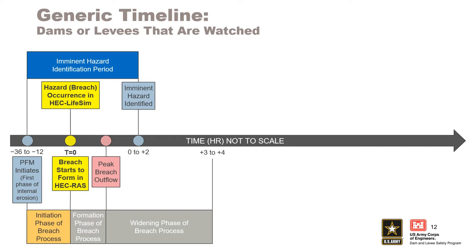Here is the remainder of the warning and evacuation timeline in HEC-LifeSim. As before, the time periods can move relative to each other and are unique to each emergency management agency. Therefore, they are not shown here to a specific time. However, in a relative sense, the time periods for the remainder of the warning and evacuation timeline occur after breach formation and peak breach outflow. The available time to reach a safe destination can be significantly reduced for this scenario, resulting in a greater likelihood of fatalities.